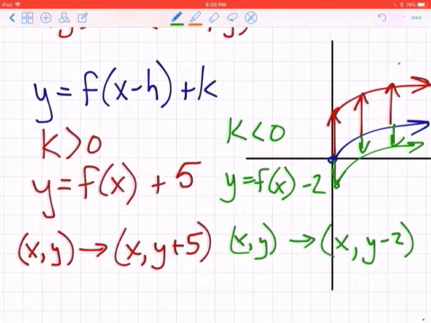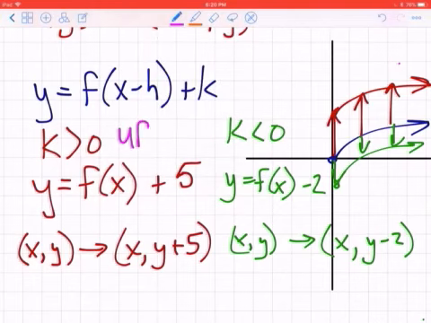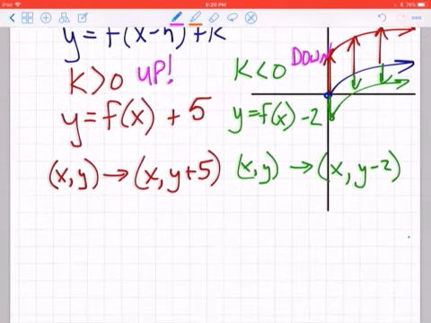Okay, so here we can see that if k is larger than 0, it's going to move up. If k is less than 0, it's going to move down.